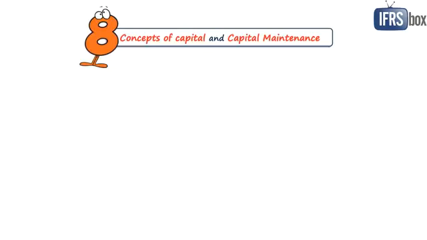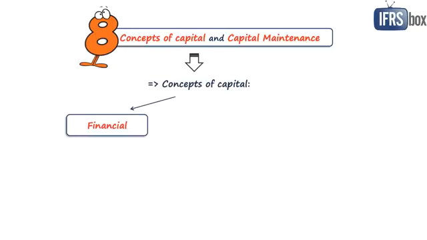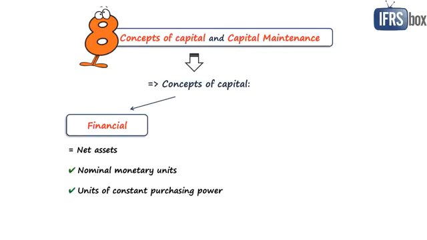Finally, chapter number 8 is about concepts of capital and capital maintenance. It is essentially copied from the previous version of the framework, so nothing new here. Well, the framework explains two concepts of capital. Financial capital is synonymous with the net assets or equity of the entity. And under the financial capital maintenance concept, the profit is earned only when the amount of net assets at the end of the period is greater than the amount of net assets in the beginning, after excluding contributions and distributions with equity holders. And this financial capital maintenance can be measured either in some nominal monetary units or units of constant purchasing power.